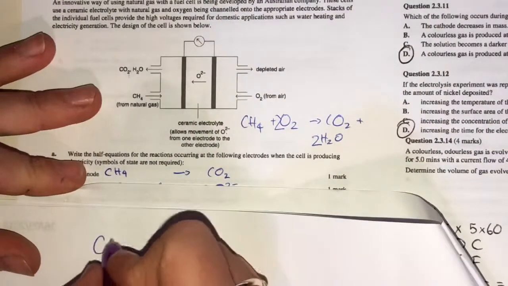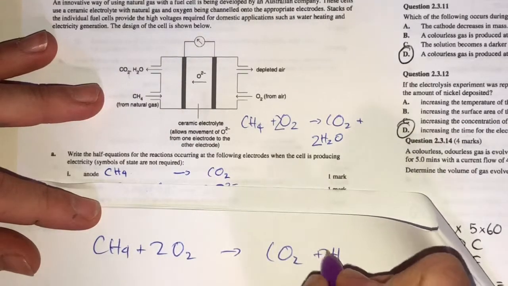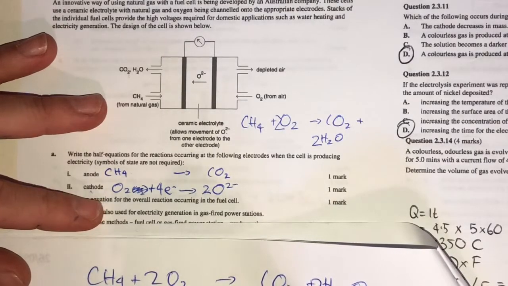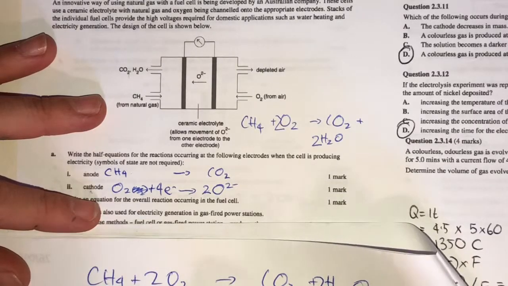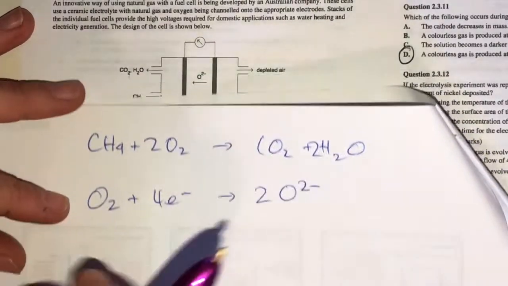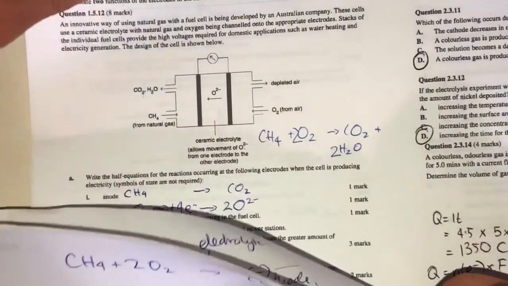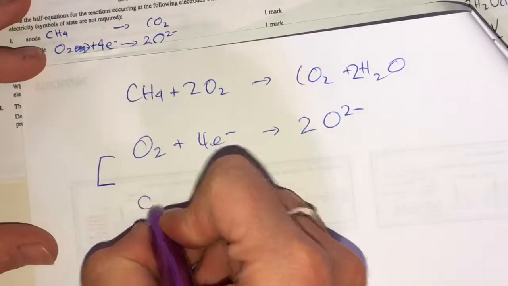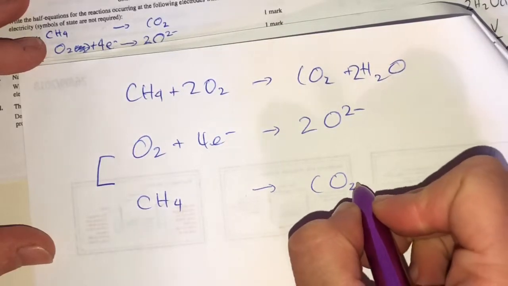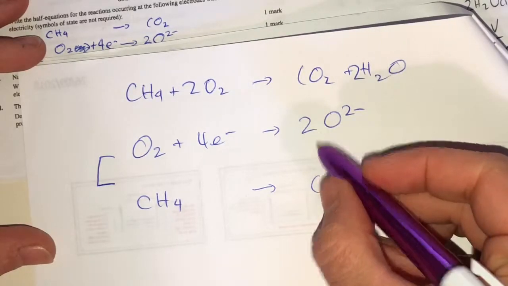All right, so your overall reaction is CH4 plus 2O2 produces CO2 plus 2H2O. Then you've got your cathode reaction, which is O2 plus 4 electrons produces 2O2-. Okay, now we need to have another half equation, which when it's added to this will equal that overall equation. So you have CH4 here. You also have CO2 there. You have 2H2O, which you don't have in your half equation, but you have in your overall.